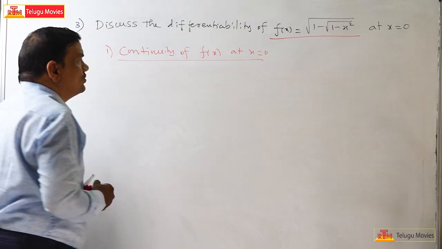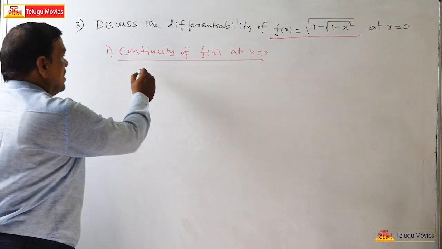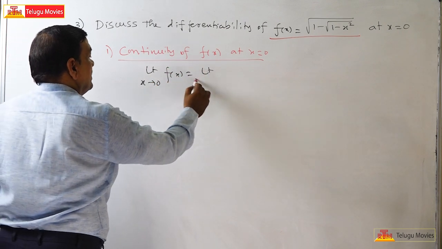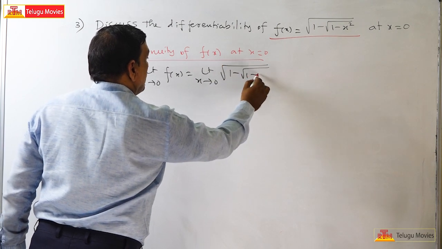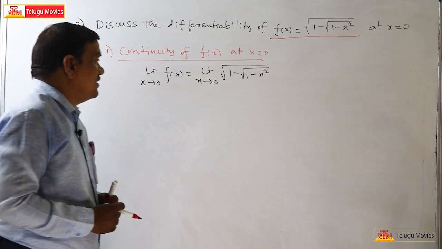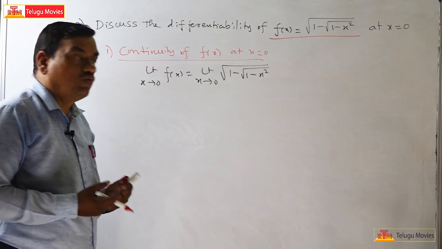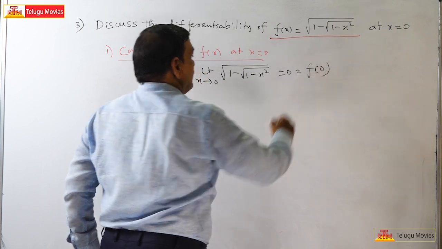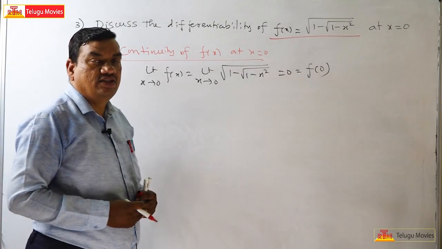Clearly, we know that it is a continuous function. Why? Because we find out limit x tends to 0 f of x value. Limit x tends to 0, f of x is given as root of 1 minus root of 1 minus x square. Substitute x is equal to 0, 1 minus 0 is 1, root 1 is 1, 1 minus 1 is 0. This is equal to 0, which is same as f of 0. Therefore, this is continuous at x is equal to 0.